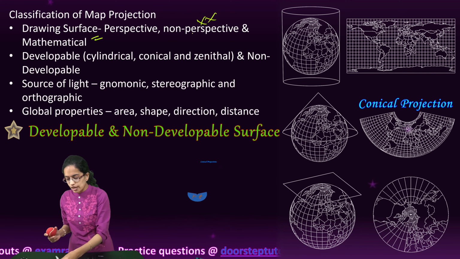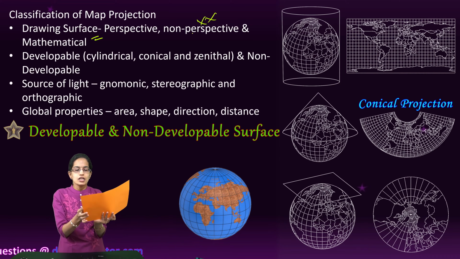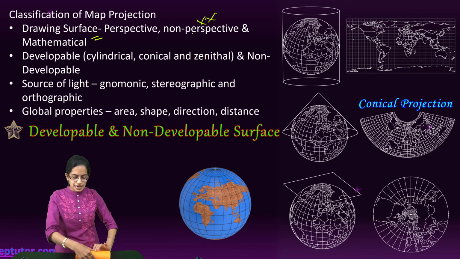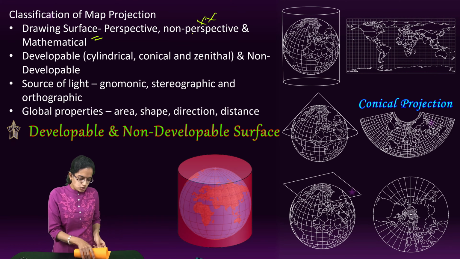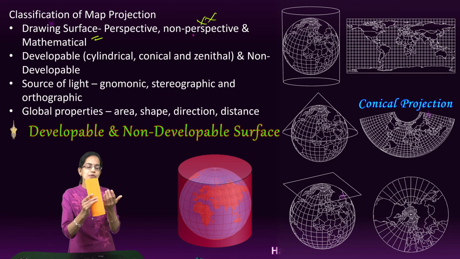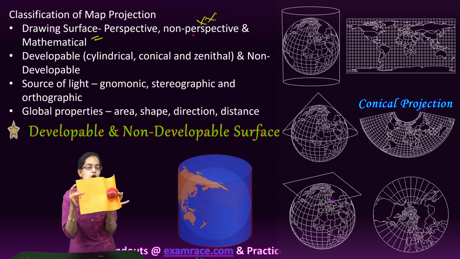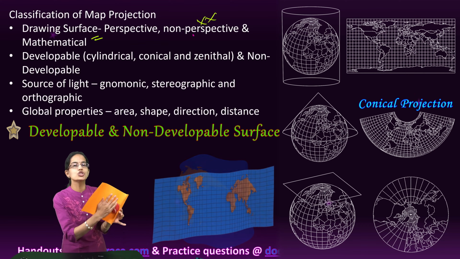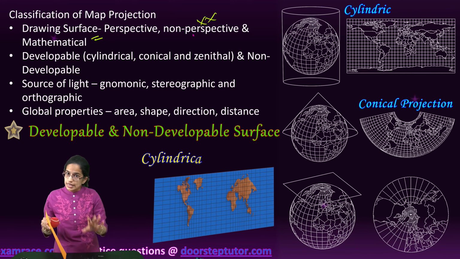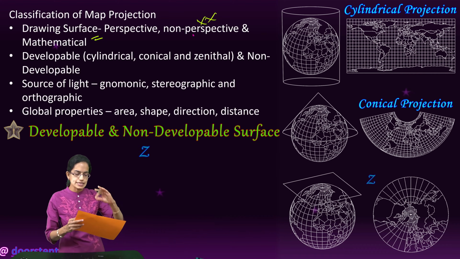The next way of representing is I take the earth, and on the earth I develop a cylindrical projection. So I develop a cylinder around the earth's surface, and I try to take an imprint of the earth's surface on the sheet of paper, and this would show me a cylindrical projection. The next type of projection is the zenithal projection.